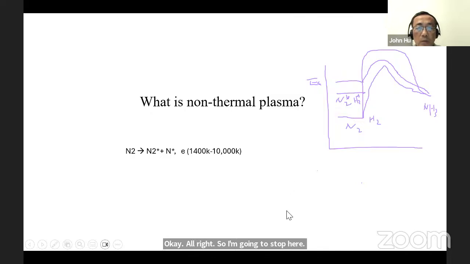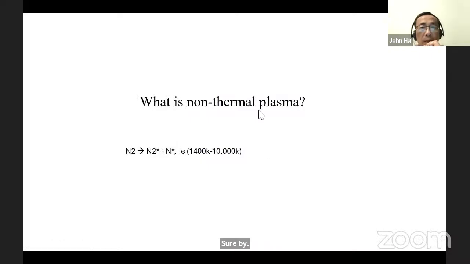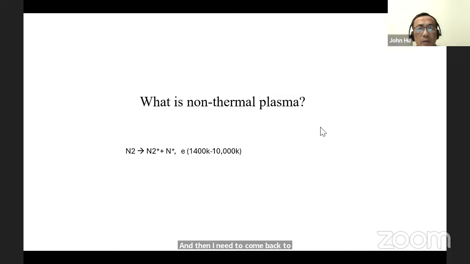My annotation, I need it to disappear. Maybe I'll stop sharing. Okay, so that makes sense, all right? So I'm going to stop my annotation, and then I need to come back to what I can write. Huh? You won't allow me to create.